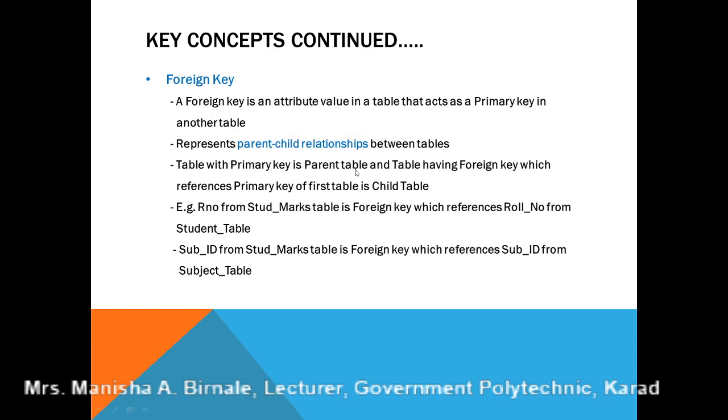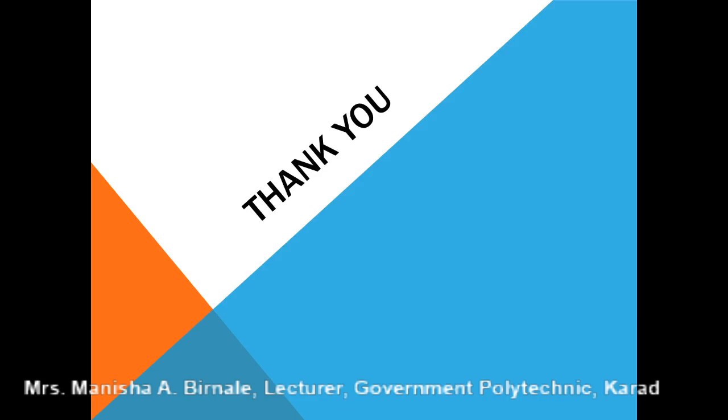The table with the primary key is a parent table, and the table having a foreign key which references the primary key of the first table is called a child table. So RNO from the stud marks table is a foreign key which references roll number from the student table. Subject ID from the stud marks table is a foreign key which references subject ID from the subject table. So this is about the foreign key.